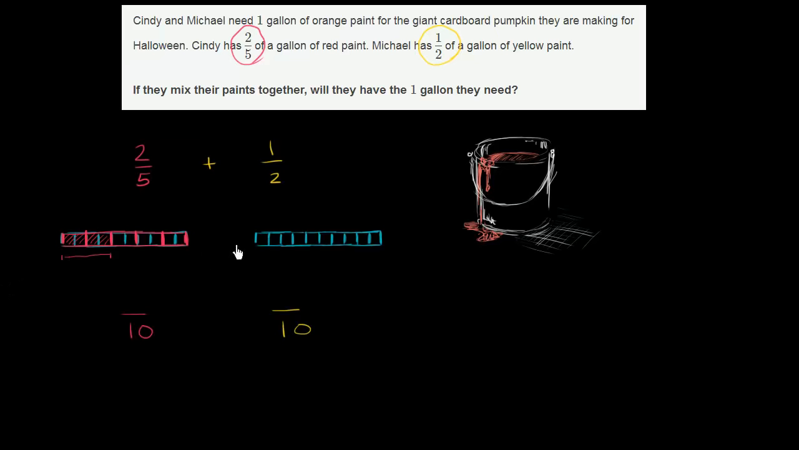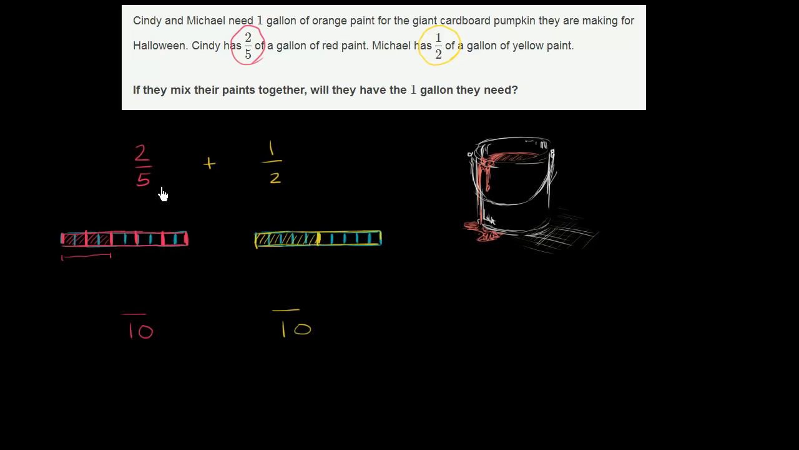Now let's do the same thing for 1/2. So let's divide this bar exactly in half. I'm going to divide it exactly in half. And 1/2 literally represents one of the 2 equal sections. So this is 1/2.